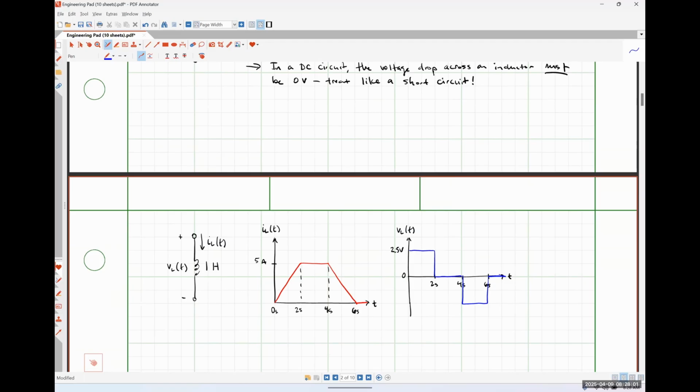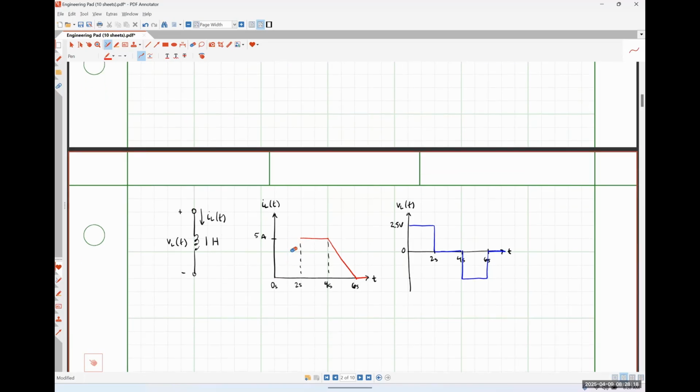So we've got these set of graphs, okay? What I want to do is play with our conditions and see if we can suss something out from this. So what if, instead of taking 2 seconds, our current only took 1 second to ramp up from 0 to 5 amps? What would happen to our voltage waveform? It's going to be squeezed a little bit but it's also going to get taller, right? Because our slope doubled, our voltage will double.